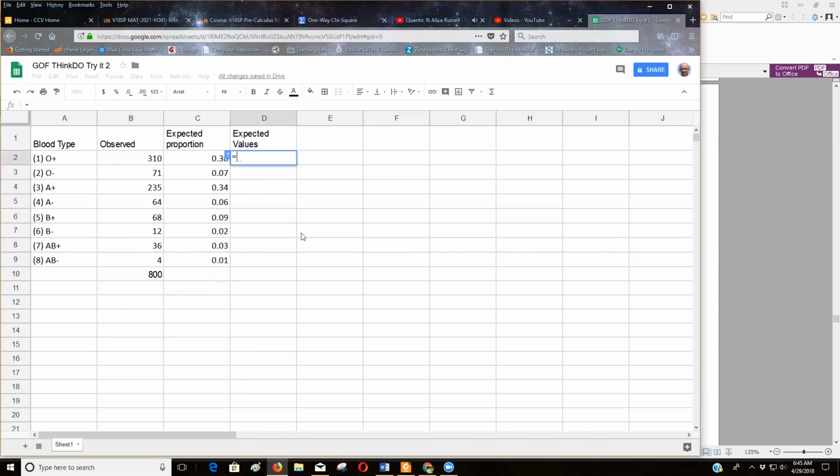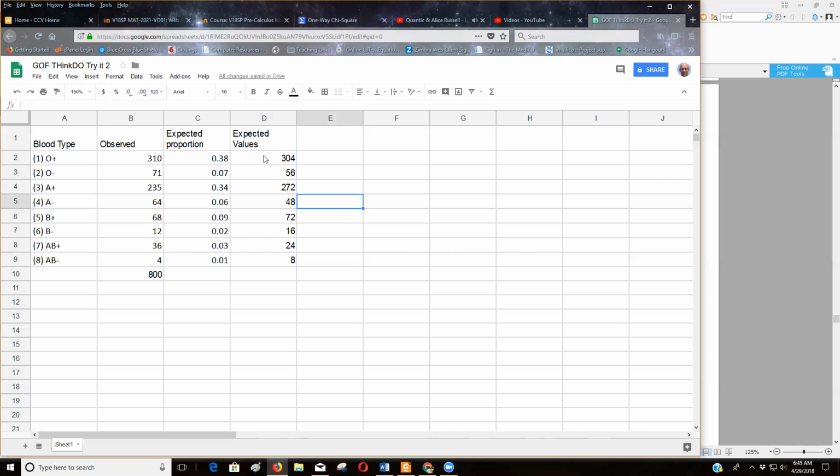On a spreadsheet, I don't know how much you've used one, but if you do equals, that tells it you're going to do a formula. I'm going to do 800, because that's how many people there are all told, and multiply it by the expected proportion. So that's 800 times 0.38. You can certainly do that by hand on a calculator, but I'm going to let the spreadsheet do it, because if I fill down, it automatically does that for me. It takes the 800 and multiplies it by whatever the proportion is.